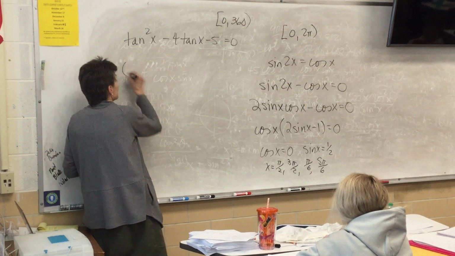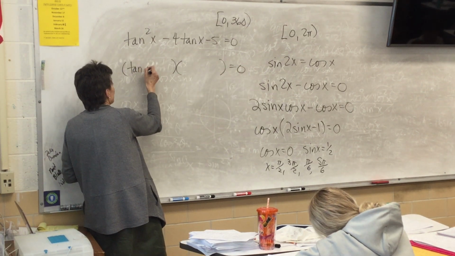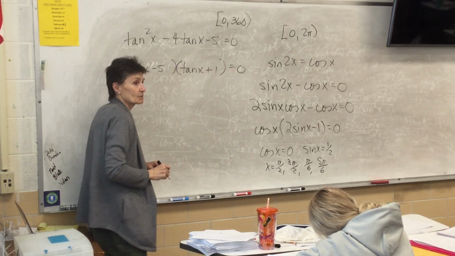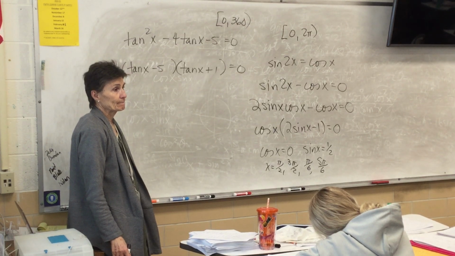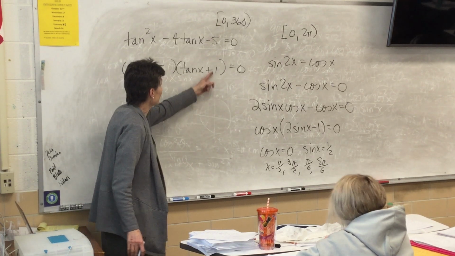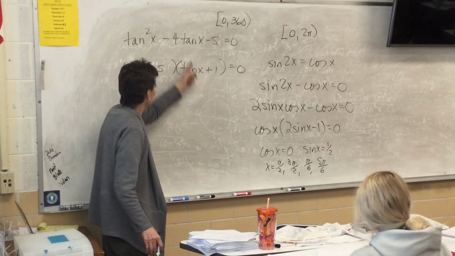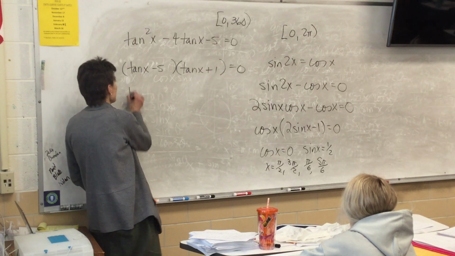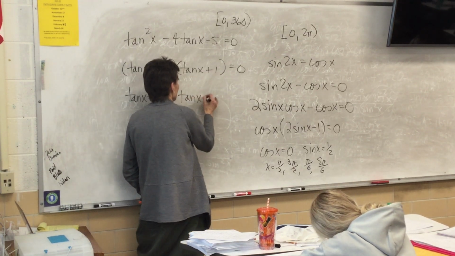It's a quadratic, guys. It's going to factor tan minus 5 and tan plus 1. It's going to factor just like the first year algebra problems factored. Foil it out. See how I got the -5? When you add these, you get -4, right? So this says tangent equals 5, and tangent equals -1.